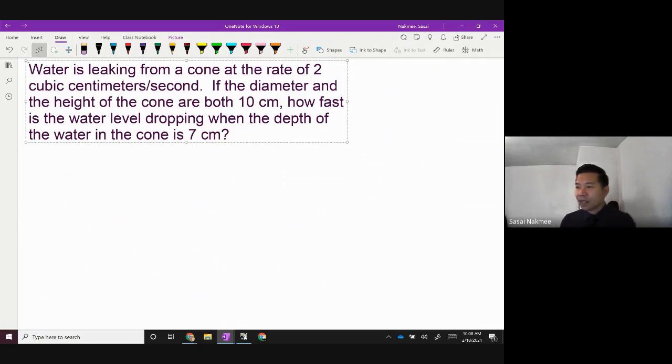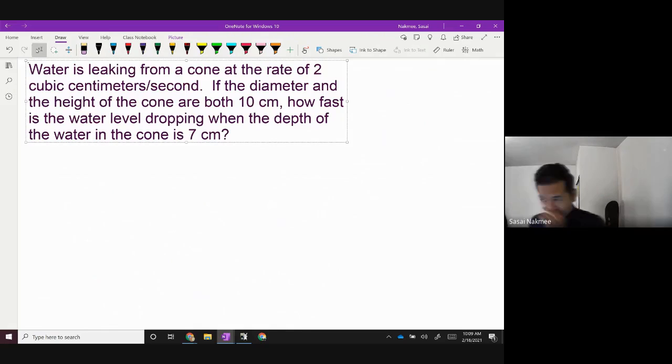So right off the bat again, can you guys draw a picture of a cone for me? Make this cone upside down because it's leaking out of the tip. So the cone is going to be vertical, upside down, right? The base is going to be this flat part up top, like the little cone cup, and this water is leaking from that cone at a given rate here.